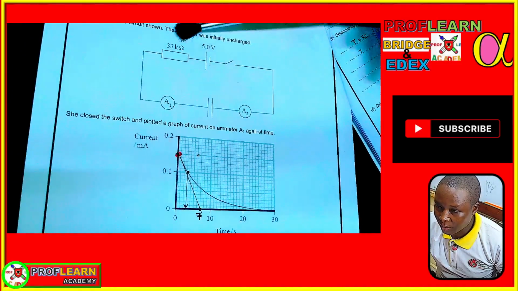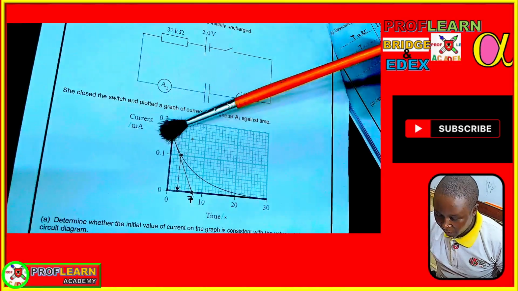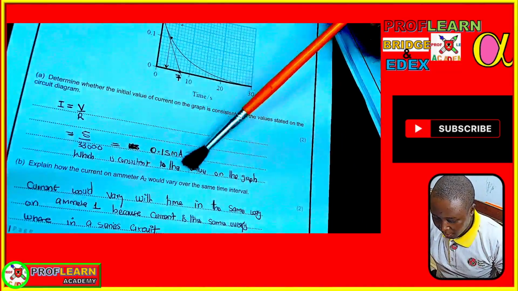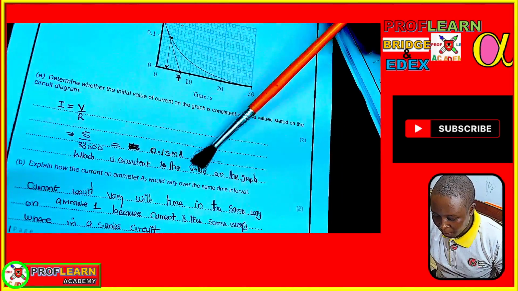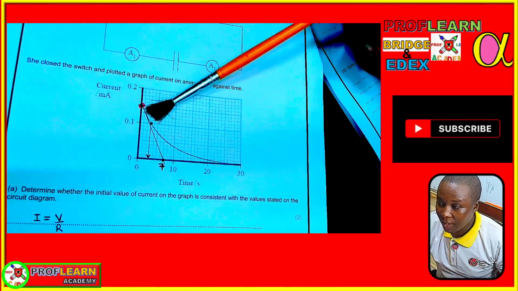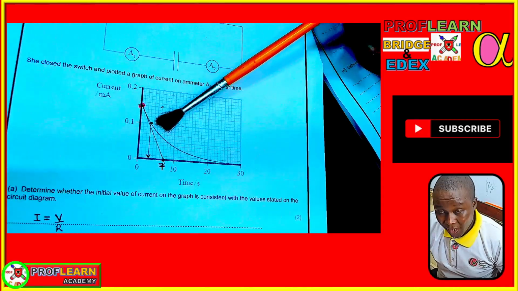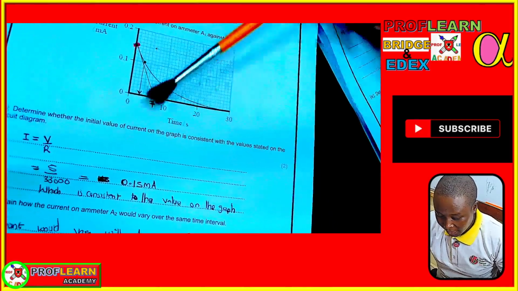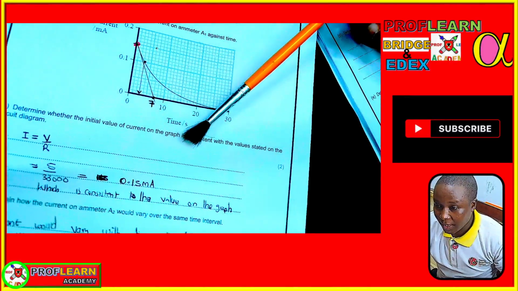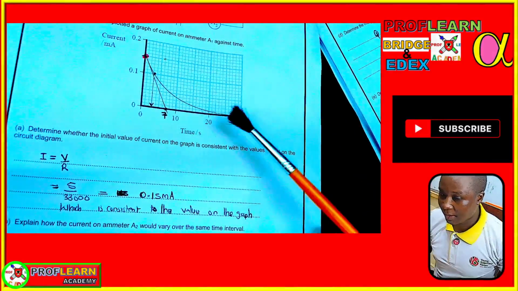If you use the values that we have, is it going to be equivalent to the value that is shown on the graph here, right? So if you do the calculation, this is going to be 0.15 milliamperes. And if you look at the graph, you can see the value indicated there is 0.15 milliamperes. Meaning that the initial value of the current on the graph is consistent with the value stated on the circuit diagram.